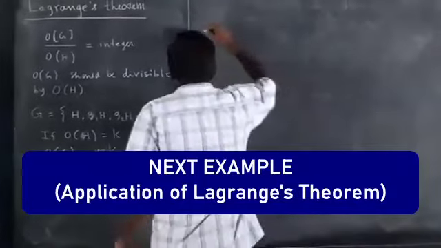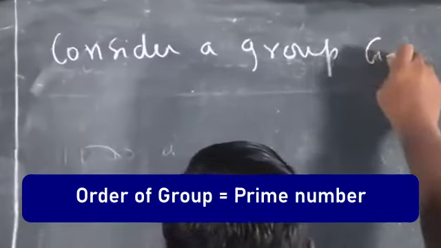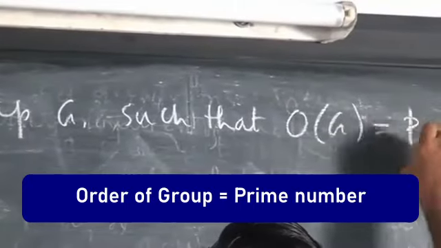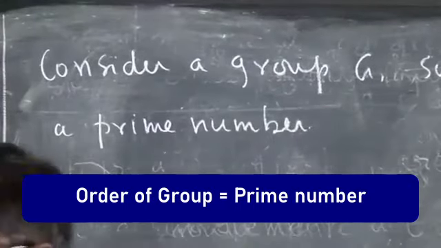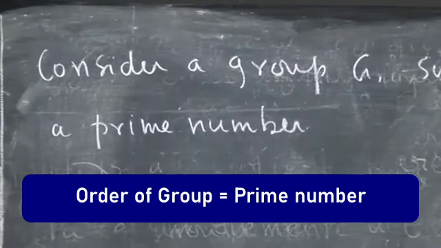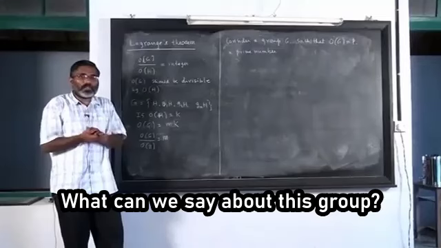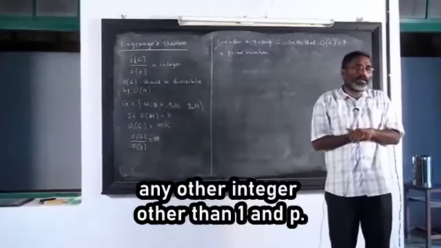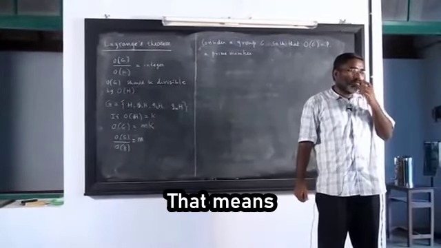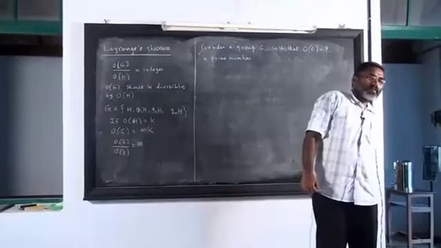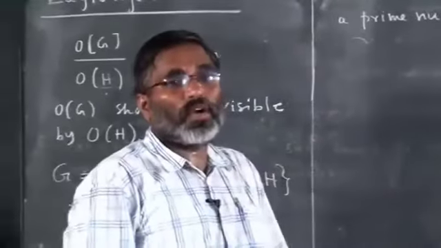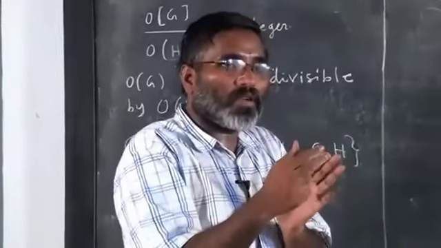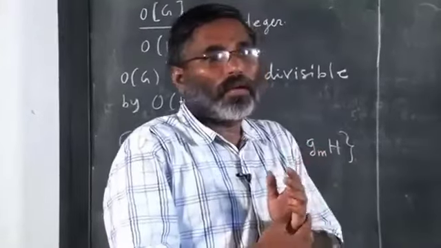Now, consider a group G such that the order of the group is equal to p, a prime number. What can we say about this group? What is the property of a prime number? It is not divisible by any integer other than 1 and p. That means it cannot have subgroups. If you have more than one generator, then you can have subgroups. It is a cyclic group.